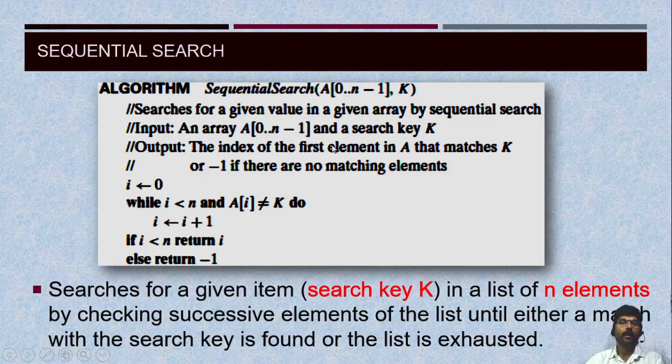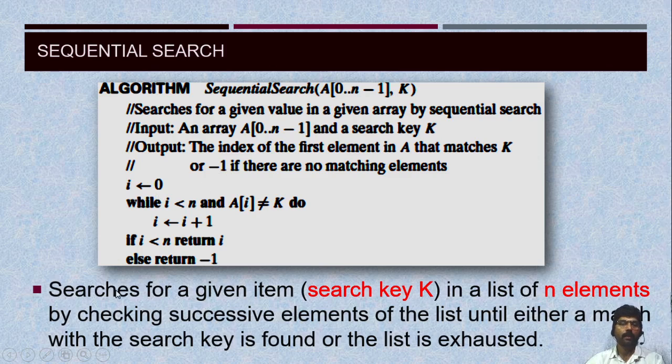Explain the best case, the worst case, and the average case. Now I am using one algorithm called the sequential search algorithm. First, I will explain the sequential search algorithm. Then I will explain the different cases of efficiencies. Okay, what is the meaning of sequential search?